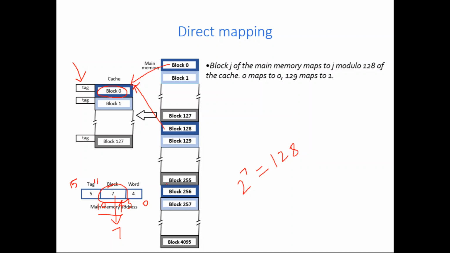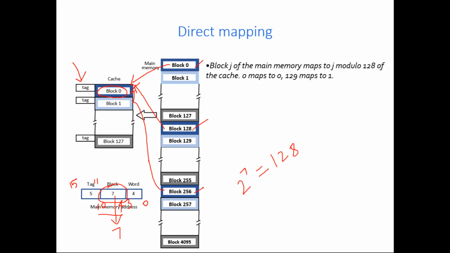Block 256 of main memory also will map here, so on and so forth. Totally 32 blocks will map here. Now this is referring to block 0, but which block does the CPU want? Does it want block 0 or block 128 or block 256 or what?